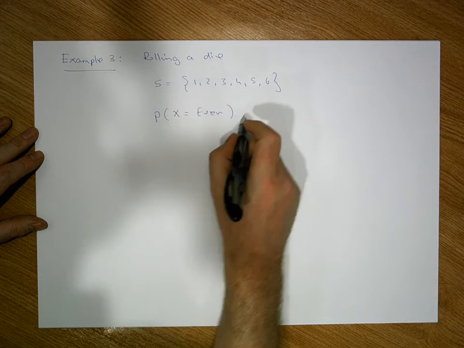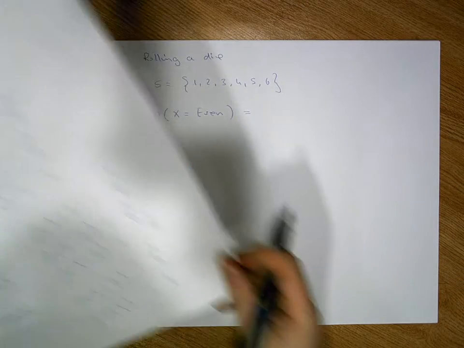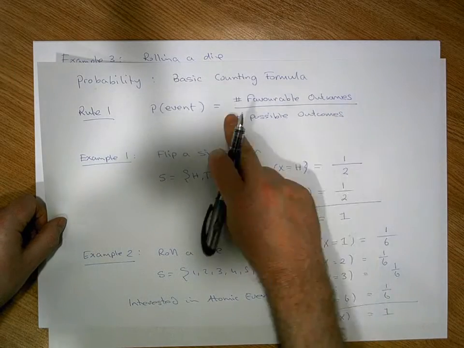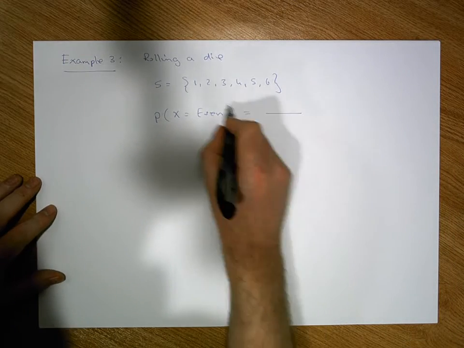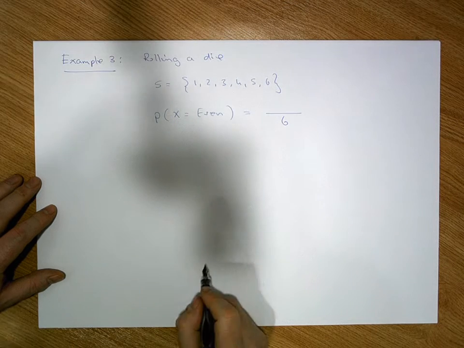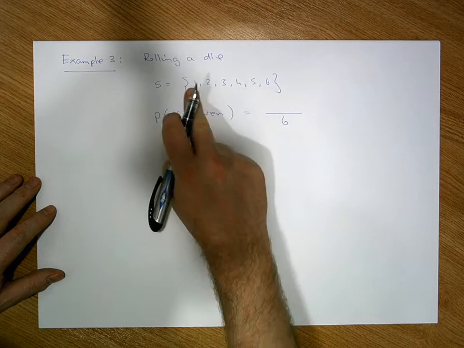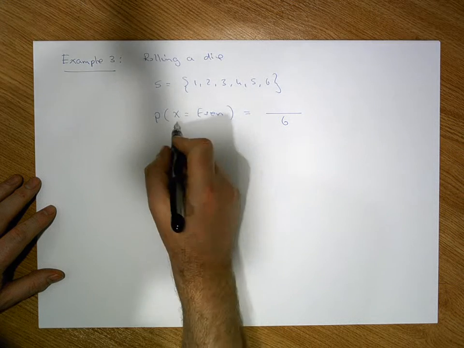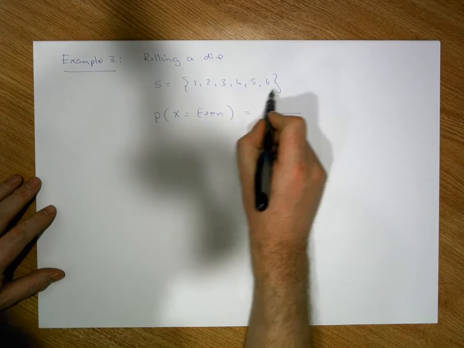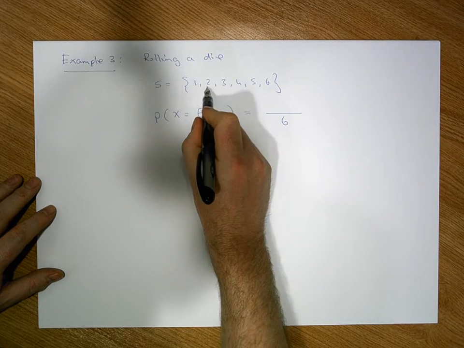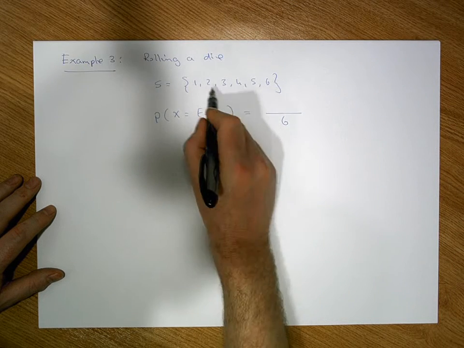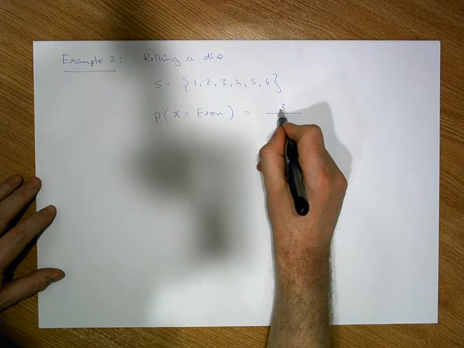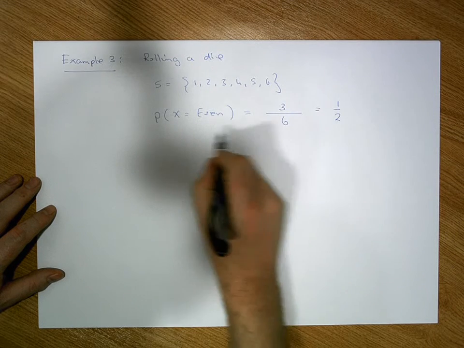From our rule, it's the number of favourable outcomes divided by the number of possible outcomes. In the rolling of a die experiment, there are 6 possible outcomes. The number of favourable outcomes is how many things in the sample space match this event. How many things in the sample space are even? Well, the 2 is even, the 4 is even, and the 6 is even. So there's 3 possibilities, or you have a 1 in 2 chance of getting an even number when we roll a die.